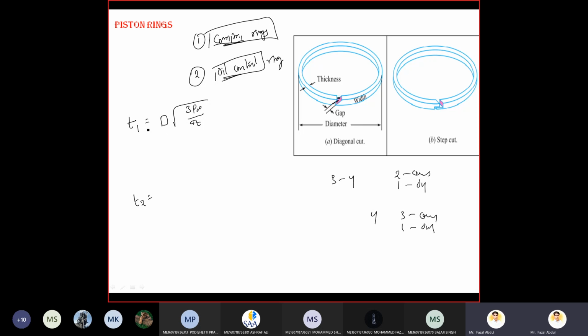This is the radial thickness. So what is the D here? D is the bore diameter in mm. What is the PW here? Gas pressure inside the engine cylinder. Okay. So it is measured here, Newton per mm square.